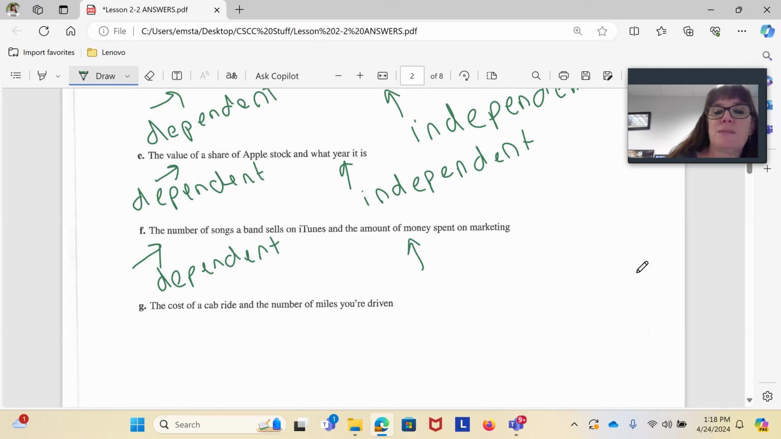And the amount of money is the independent. You can control how much you're going to spend.